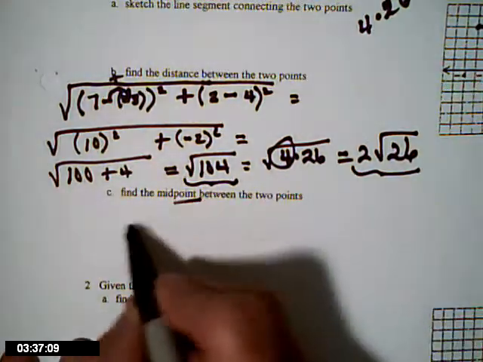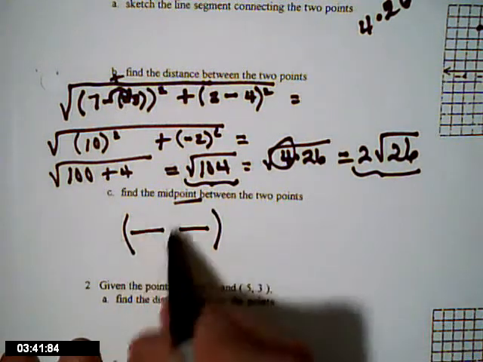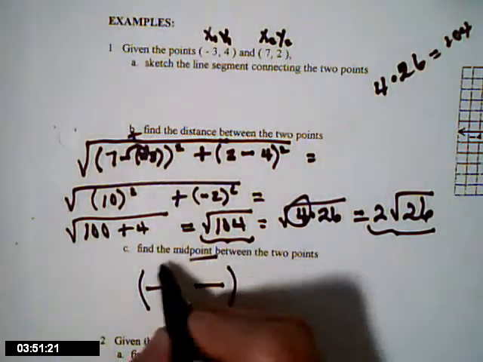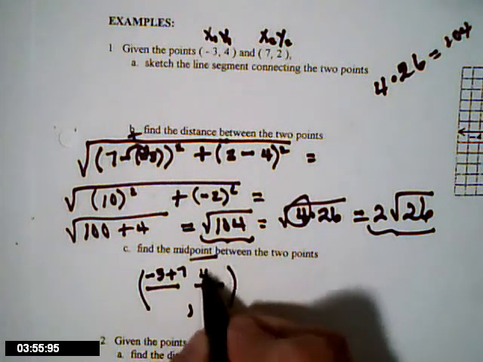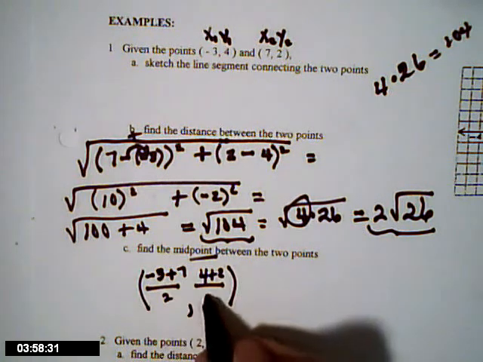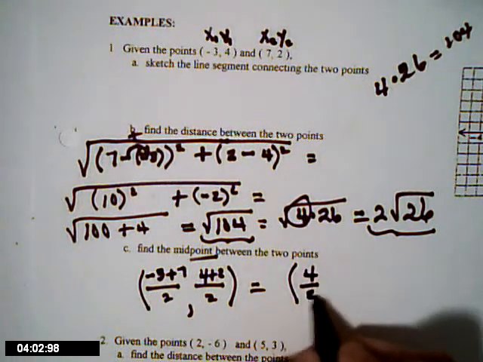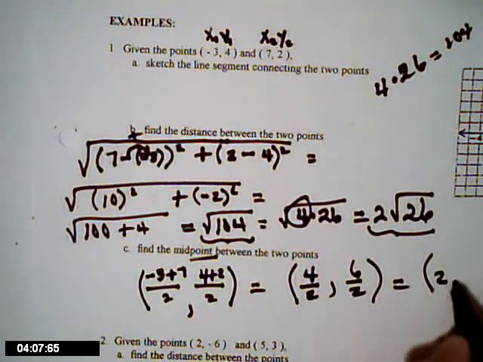The midpoint, now remember, point says we're going to have an ordered pair. Remember that. You know that you always have x's on the left, you have y's on the right. And in the formula, it said you're going to add these x's and add these y's. So I'm going to have my x's, -3 added to 7. I'm going to have my y's, 4 added to 2, and each of those divided by 2. Now -3 plus 7 is 4 over 2. 4 plus 2 is 6 over 2. And that's going to be 2, 3.